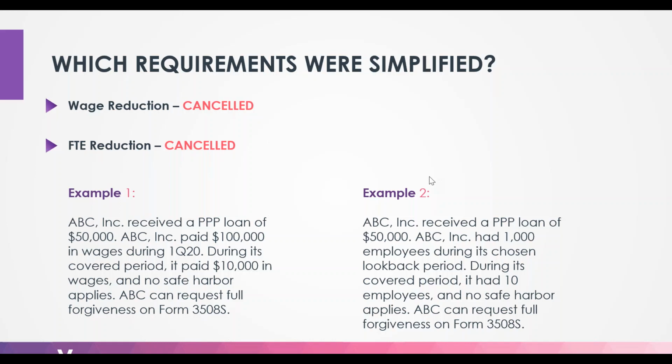Okay, example 2: ABC again received a PPP loan of $50,000. Now, when it comes to FTEs, if you remember, you have a choice of look-back periods. You can choose between one of 2, or if you're seasonal, you even have a choice of 3 look-back periods. But let's say they had 1,000 FTEs during their chosen look-back period. During the covered period, either the 8 or the 24 weeks, they only had 10 employees, and there was no safe harbor. It wasn't because of people being terminated for cause or voluntarily quitting, and it wasn't because of COVID-related federal rules or guidance, or OSHA or HHS, or any of those safe harbors.